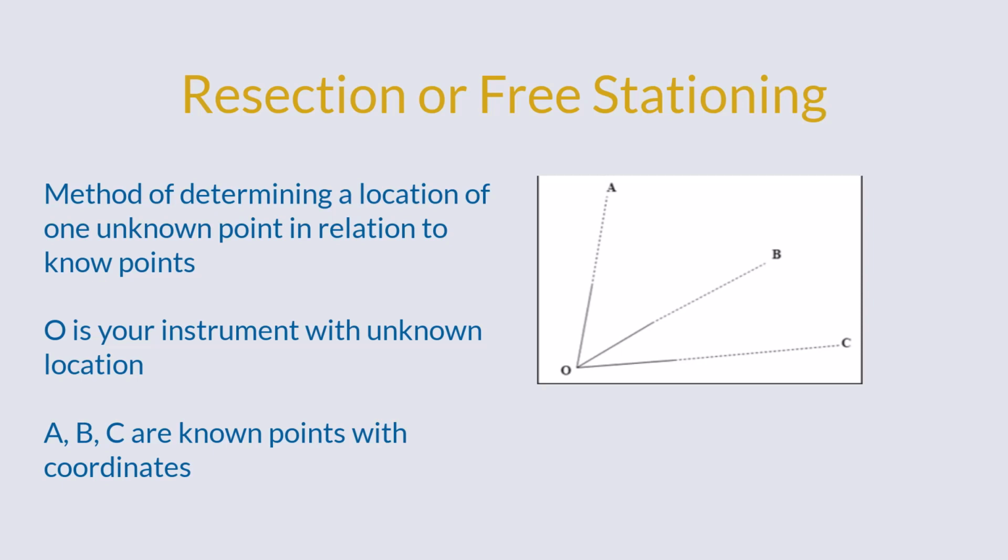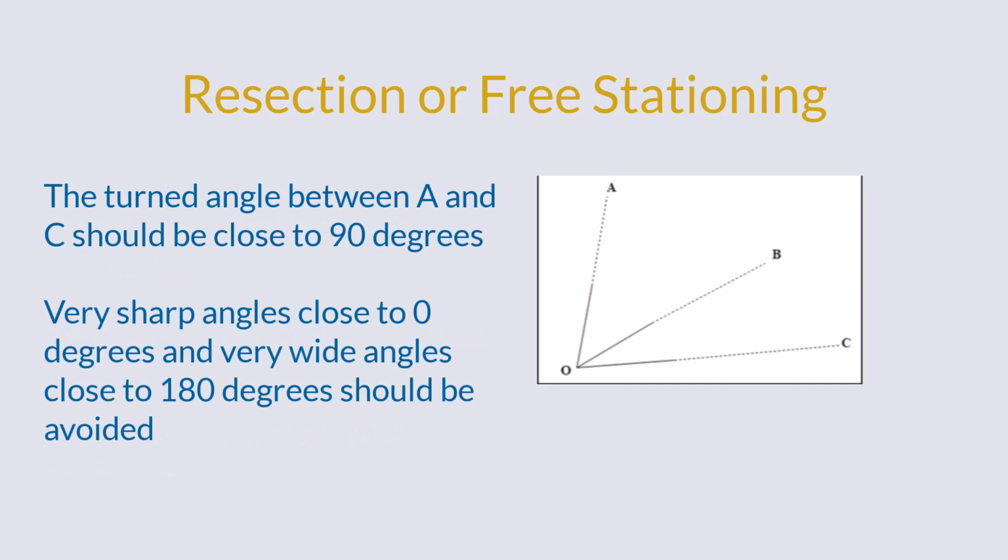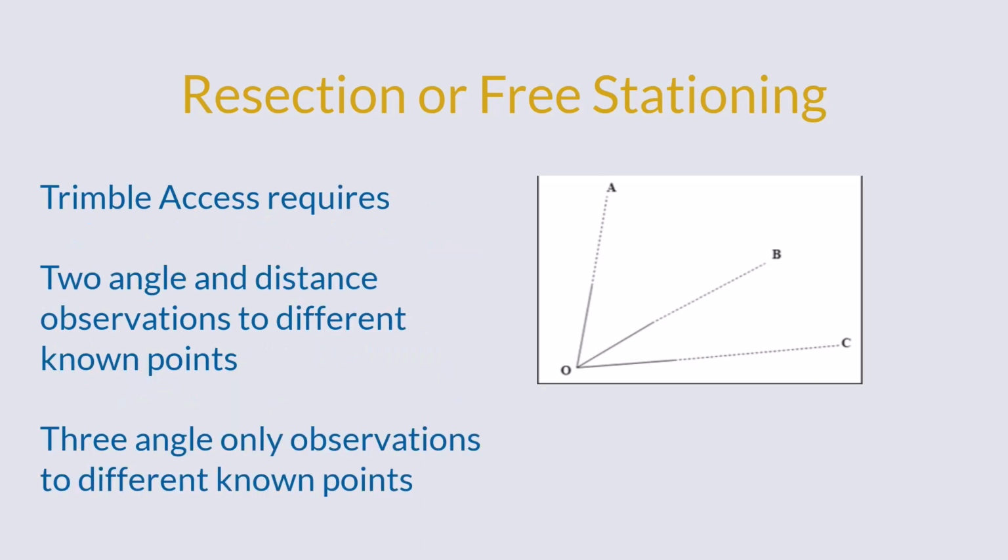Resection guidelines are still important for a good solution. You should avoid very wide angles or very tight angles between your existing points. Holding closer to a 90-degree angle is best. Trimble Access can resolve a 2-point resection if angles and distances are observed to both points. If only angles are observed, Trimble Access requires at least 3 points.